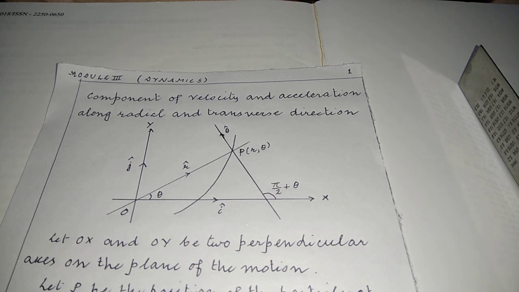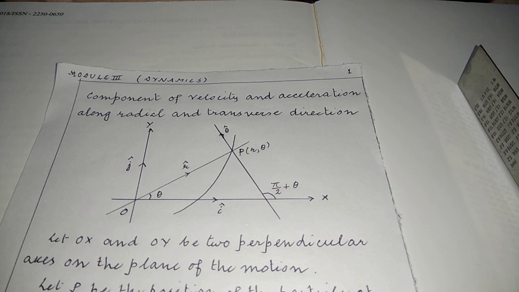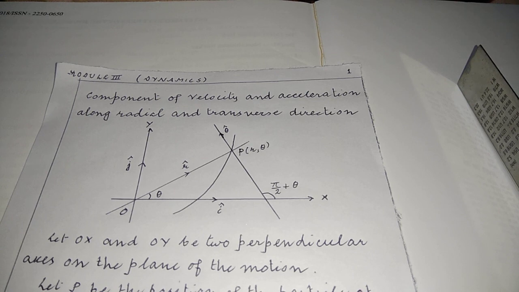In this topic, we are going to discuss the velocity and acceleration along the radial and transverse direction in the case of polar coordinates. You are well familiar with the polar coordinate system. In Cartesian coordinates, we consider the coordinates x and y, but in polar coordinates the coordinates are r and theta.